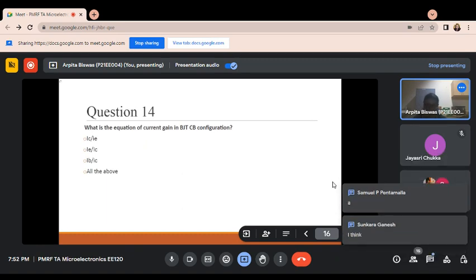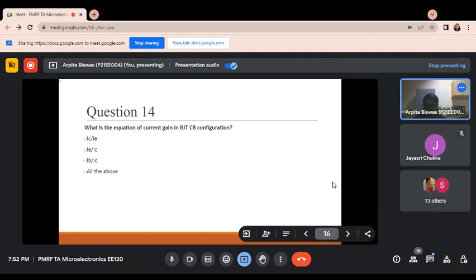So you can unmute yourself and you can give the answer. Madam, in common base, output current is collector current, input current is emitter current. So amplification factor is alpha, IC by IE. Good. JST, what is the right answer? Current gain is alpha, so alpha is equal to IC by IE.